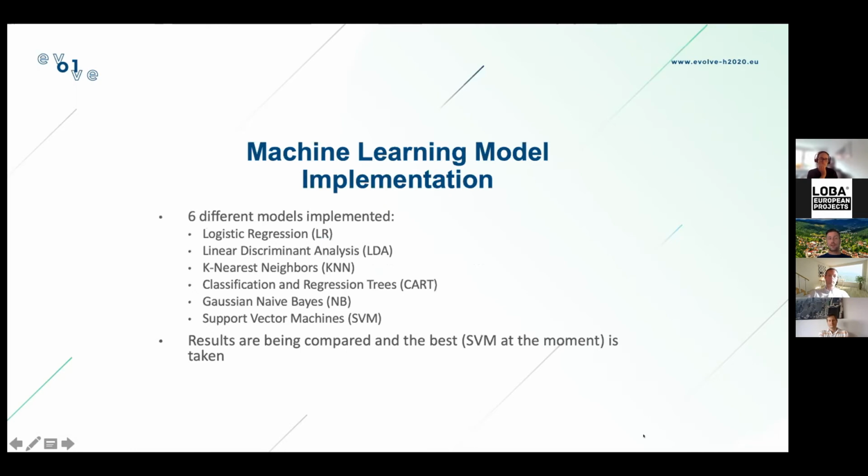As I said, we have 6 different models implemented. We tried to cover linear and nonlinear models. Once we test the results, we select the best one. So, for instance, at the moment, the best results are with the support vector machine models. And I have to say that we are also using TensorFlow now, and some initial results are saying that we might get better results.